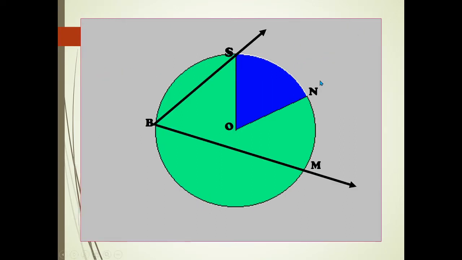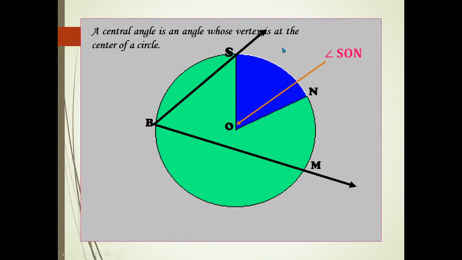Okay, next. O yan. So, dinagdagan ko siya ng mga lines. O, dahil dinagdagan ko siya ng lines, nagkaroon tayo ng mga angles. O, let's begin with this. O, what kind of angle is this? O, this is angle SON. So, remember, an angle is named using 3 letters. And this is a central angle because it's an angle whose vertex is at the center of a circle.